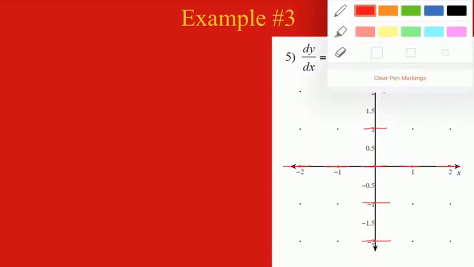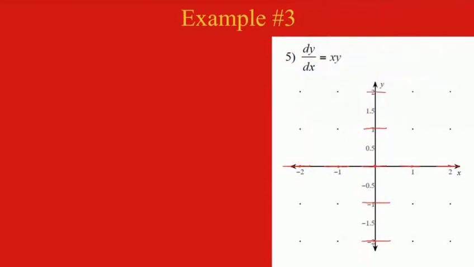So we can fill in all those horizontal lines because at any one of those points, slope is 0 based on, again, the fact that it's x times y. So if one of them is 0, the whole equation is 0. Now for the rest of it, it's going to entirely depend on us plugging in those numbers into the equation.